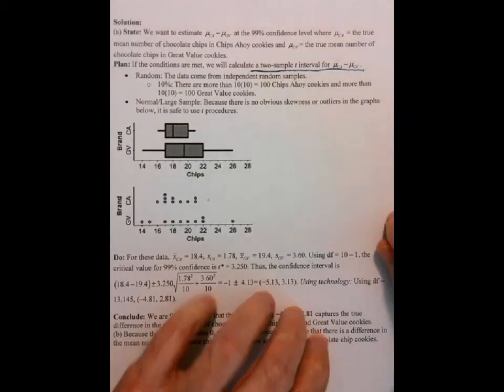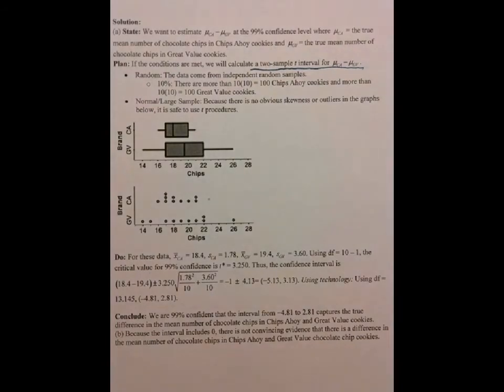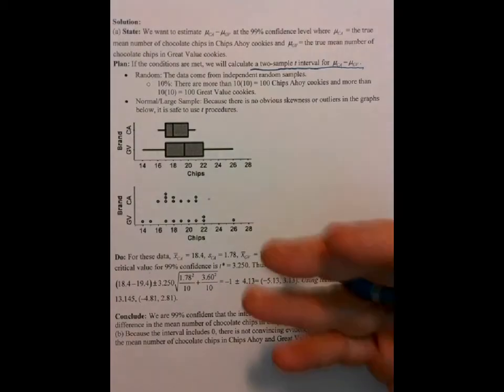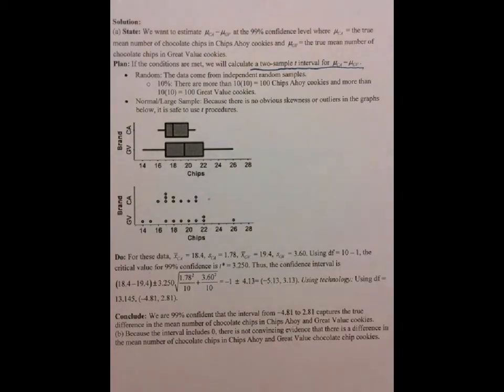Now, why are we doing a 2-sample t interval? Why not a z interval? Well, number one, we don't know anything about the standard deviation of the population of numbers of chocolate chips, and the sample size is small. For both of them, it was 10 bags, right? Rather than 30 or more, which is what we would need to be able to assume normality for the sampling distribution. So anyway, we checked the three conditions.